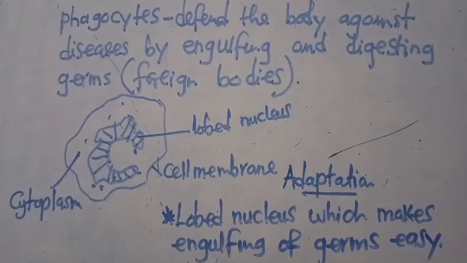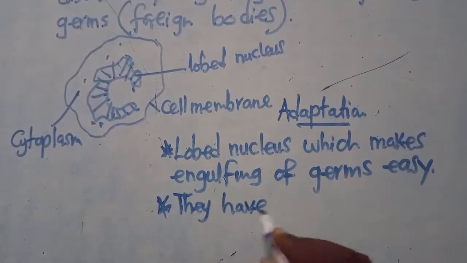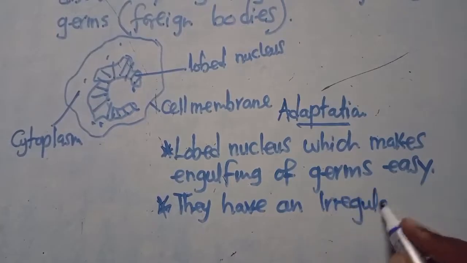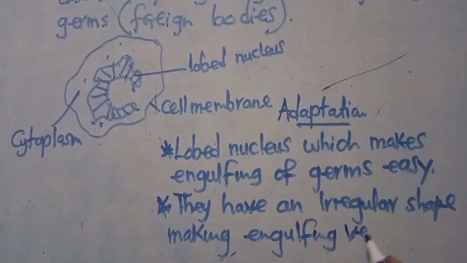You also need to know that these ones don't have a fixed shape. They have no fixed shape, but they can change their shape, making engulfing of foreign bodies easy. So we are going to say that they have an irregular shape, making engulfing very easy and possible. This is all about the phagocyte. Phagocytes are white blood cells that defend the body by engulfing or digesting foreign bodies. We've got phagocytes and lymphocytes. We've got these two types.